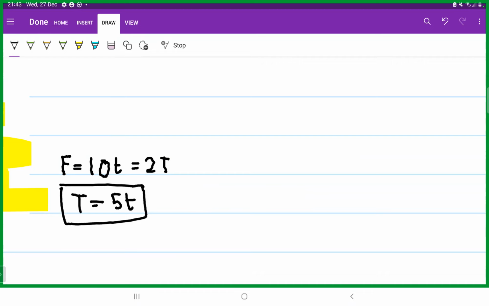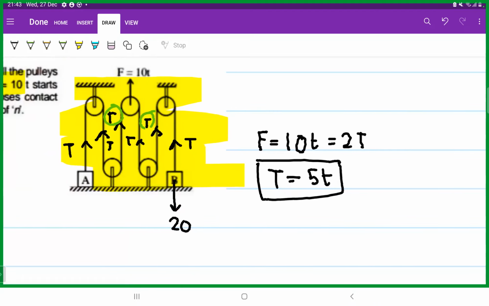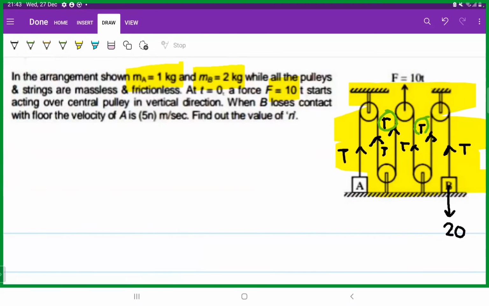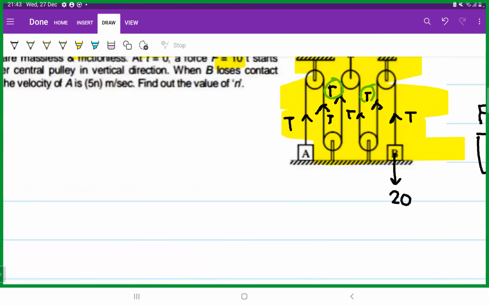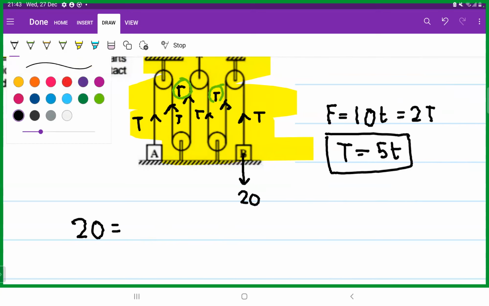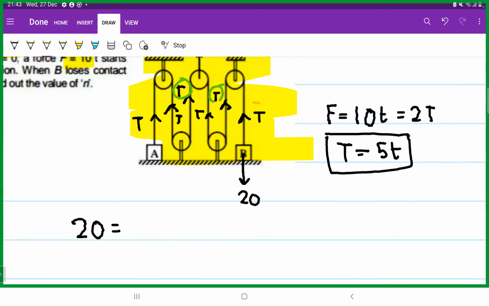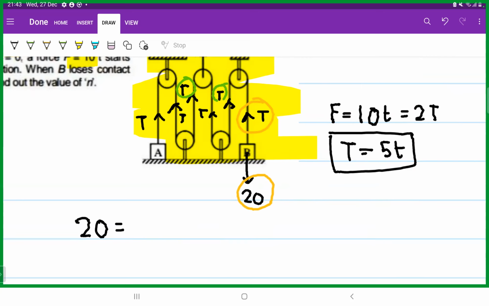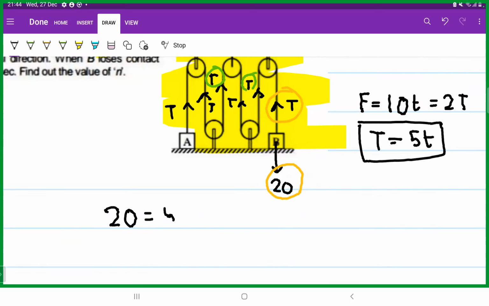Now let's see the time at which block B will lose contact. Block B has a weight of 20 N. It will lose contact when this mg of block B is equal to this tension force. These have to be the same, so 20 has to be equal to 5t. So at t equal to 4 seconds, block B starts to lose contact.